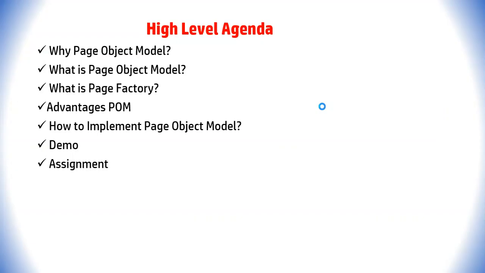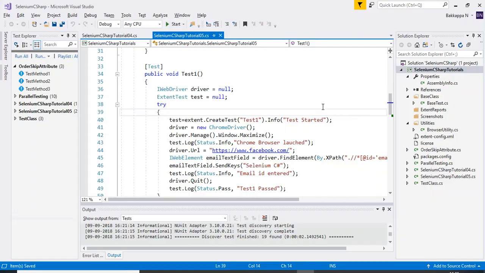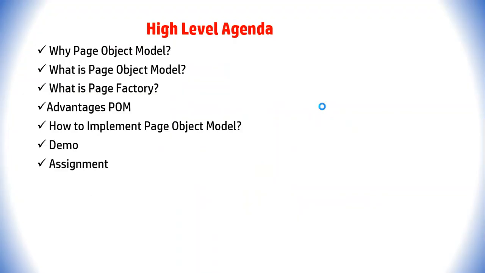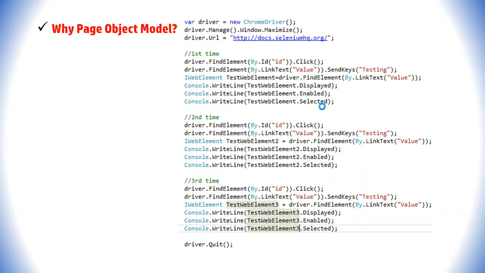So let us jump to the Visual Studio. Before creating our test script, I will go through the slides. Then we'll discuss a simple scenario. Then with respect to that, we'll start implementing the page object model concept. So first we'll discuss why we need a page object model concept.